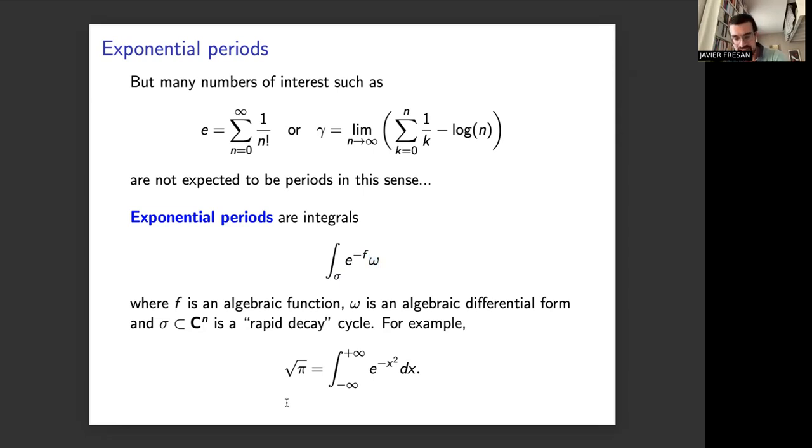A typical example of this is the square root of pi, which is not expected to be a period either, but that you can write as an exponential period using the Gaussian integral, so the integral of exponential of minus x squared on the real line, which is a rapid decay cycle for this function.